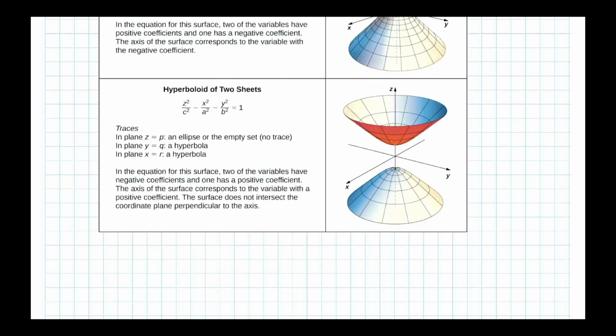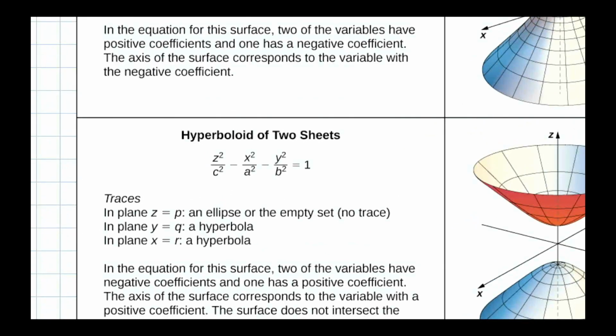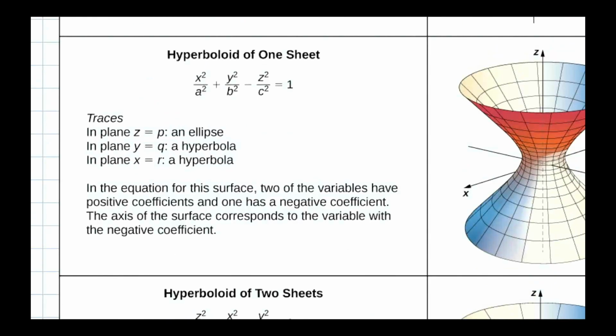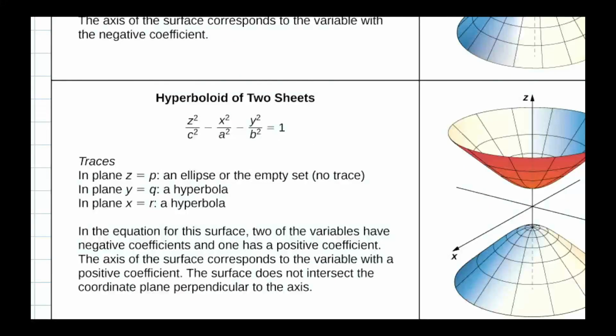Now, hyperboloid of two sheets, we didn't talk about, but notice how you can tell the difference. Look, plus, minus, minus. This one was plus, plus, minus, right? This had two pluses and a minus. This one has two minuses and a plus. That's how you'll tell the difference.